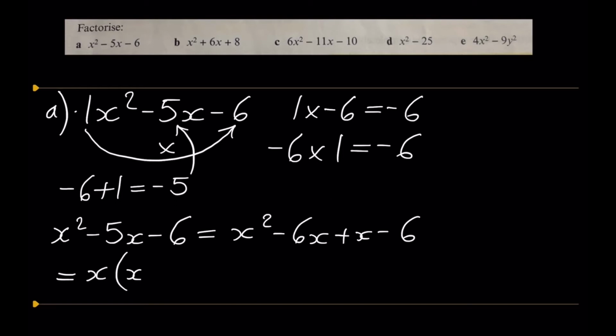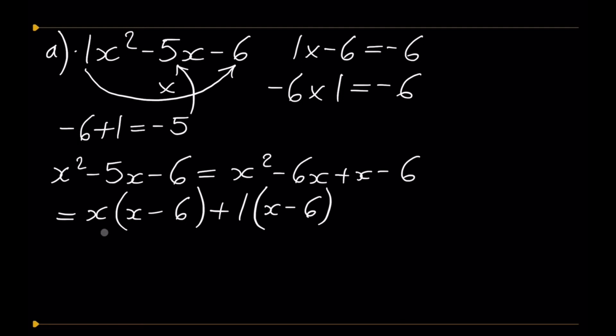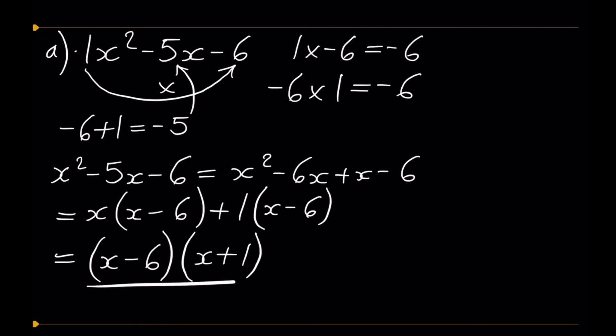for the first pair, x is the common factor in both x squared and minus 6x. So we end up with x times x minus 6. And the only common factor between x and minus 6 is just 1. So we write plus 1 times x minus 6. And now the common factor in both x times x minus 6 and 1 times x minus 6 is, as you may have guessed, x minus 6. And we can rewrite all of this as x plus 1 times x minus 6, and that is the final answer.